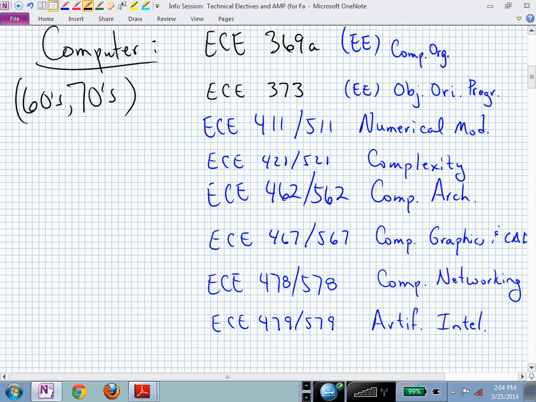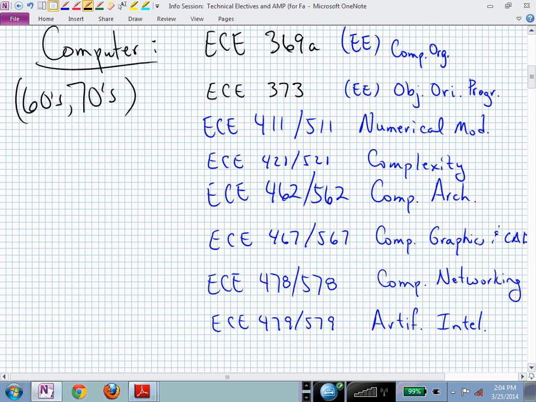Complexity, I'm not even sure I'm that comfortable with what's included in that class, but you might look at the syllabus or look at the course description and see if that's something that you might be interested in. And I'm guessing that's a simulation type class, and you'll be then investigating complex systems from a systems perspective.